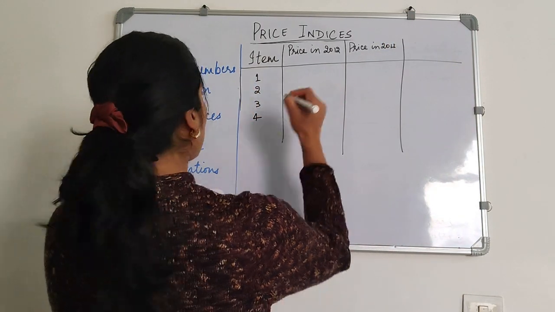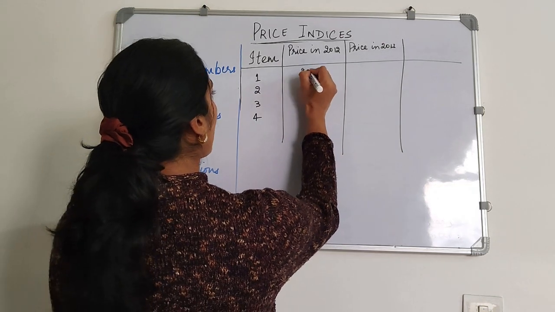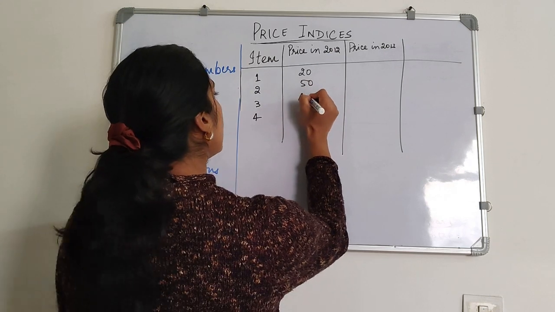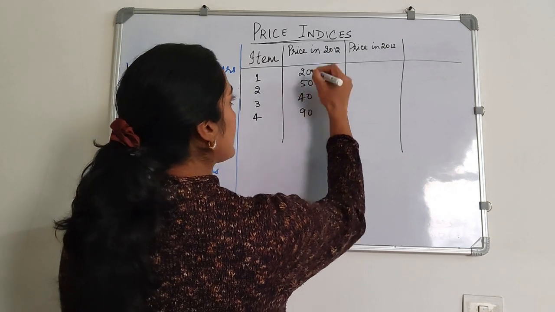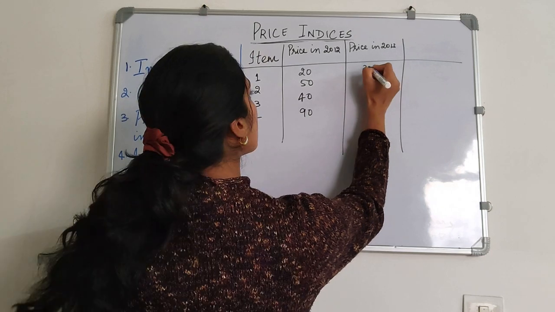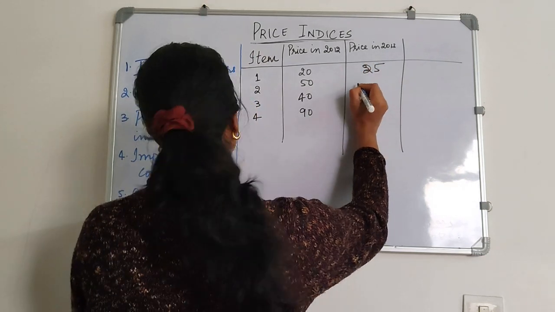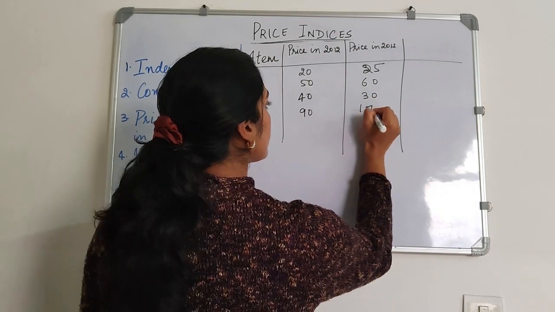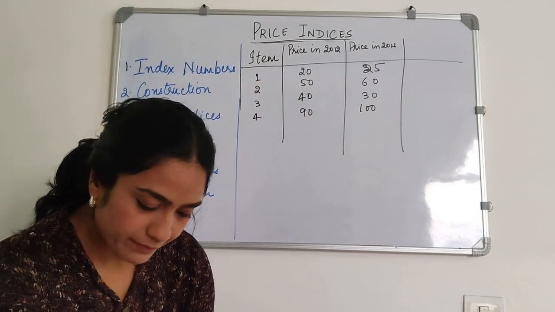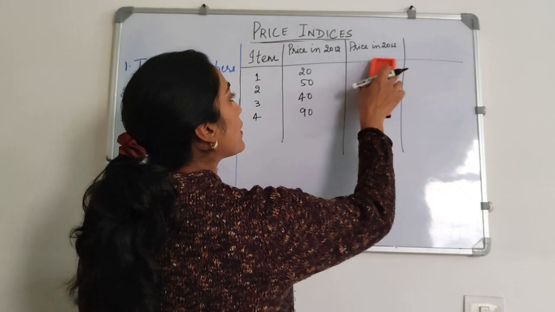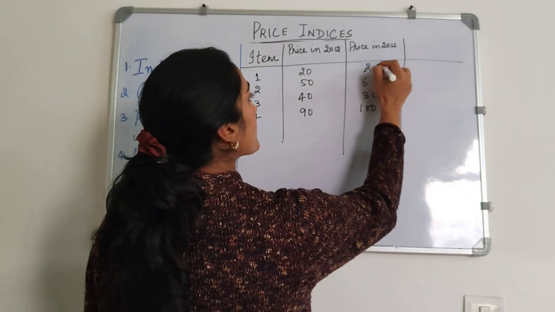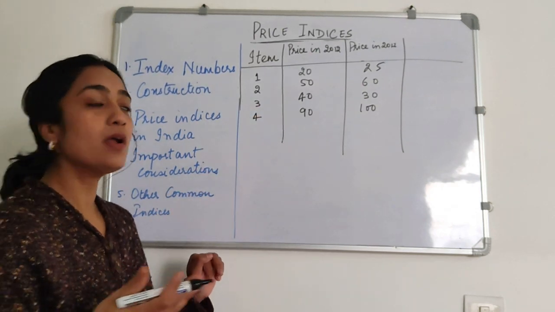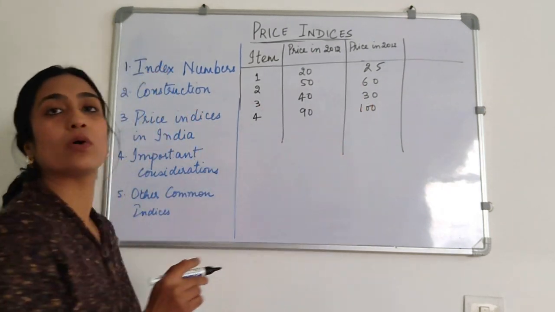Okay, so for example, the price of commodity 1 was 20, 50, 40 and 90, and in the next year the prices have moved to 25, 60, 30 and 100. Alright, so what we see over here is that the price of commodity 1, 2 and 4 have gone up, while the price of this commodity has gone down.